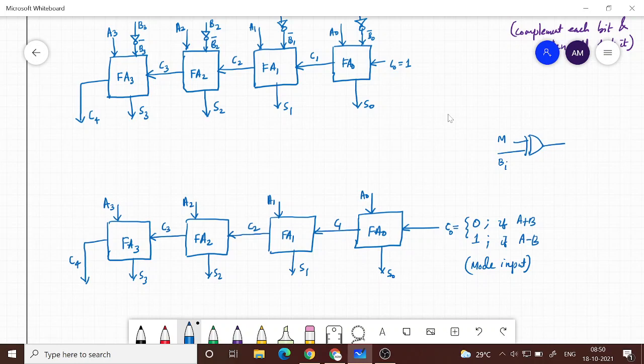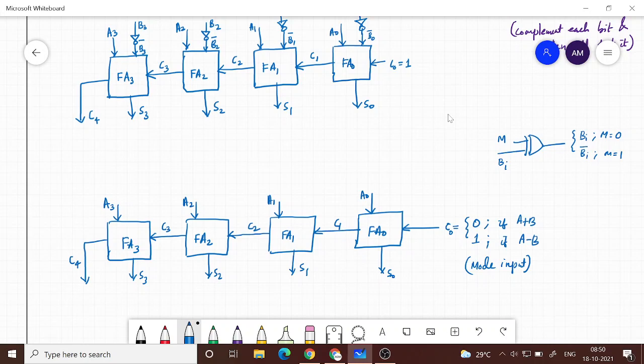Okay, so what is going to be the output of this? This output is going to be BI itself if M is equal to 0. So if the mode input is 0, then the other input, if it is 0, it will come as 0. If it is 1, it will come as 1. Whereas if the mode input is 1, then what is going to come out is BI bar.